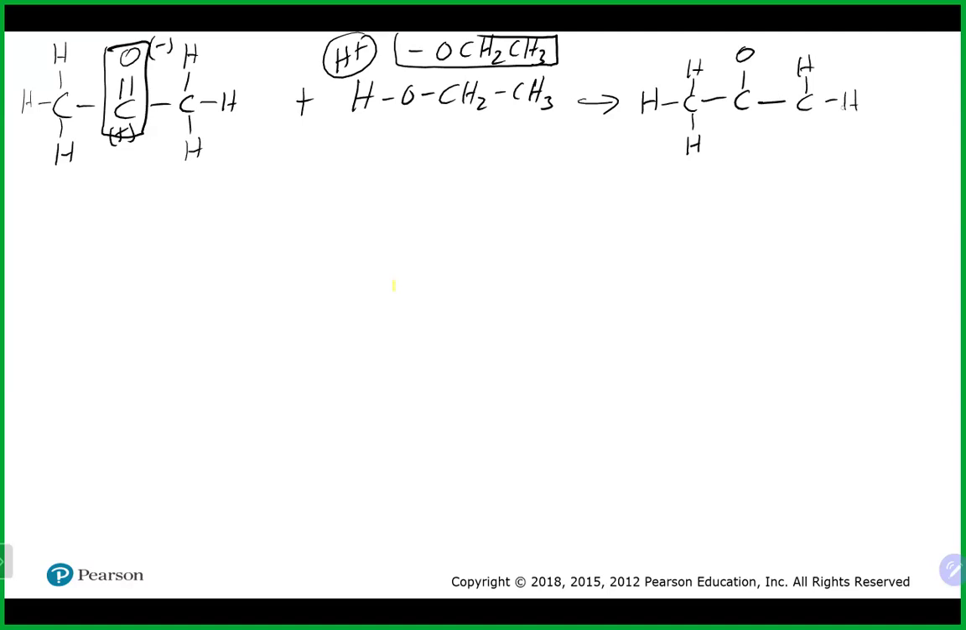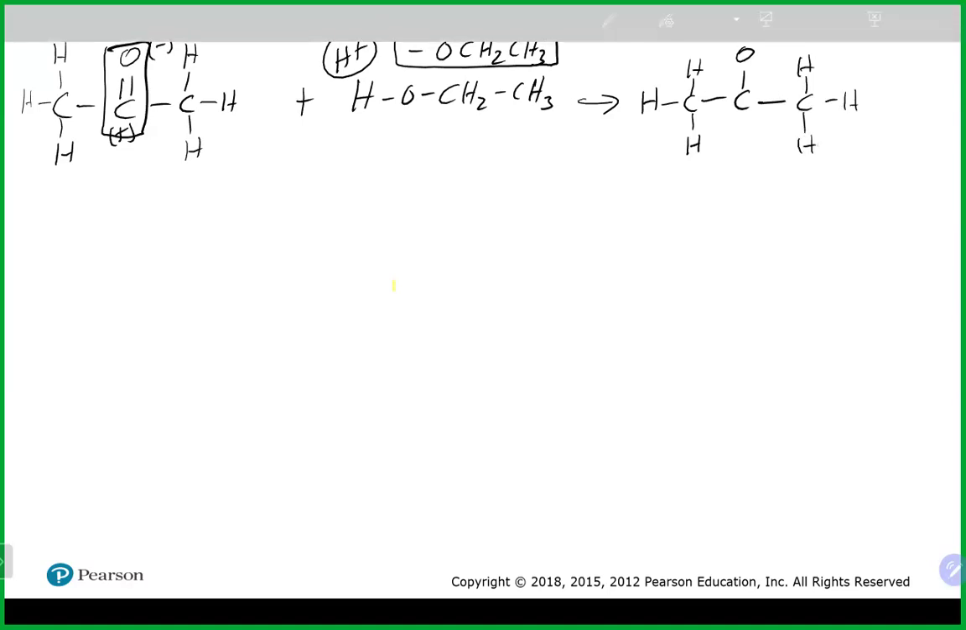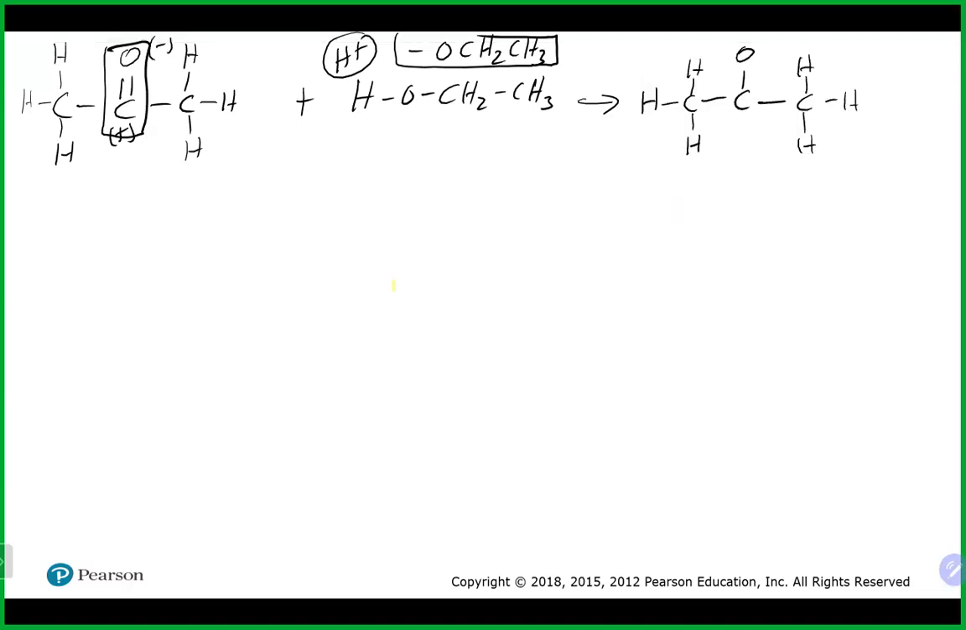And at this point, we can put in our groups just like we did on the aldehyde. We're going to put a hydrogen there, which is this guy. And we're going to put, in this case, OCH2CH3 in there, and that is this group here. And again, those are the two parts to the alcohols.